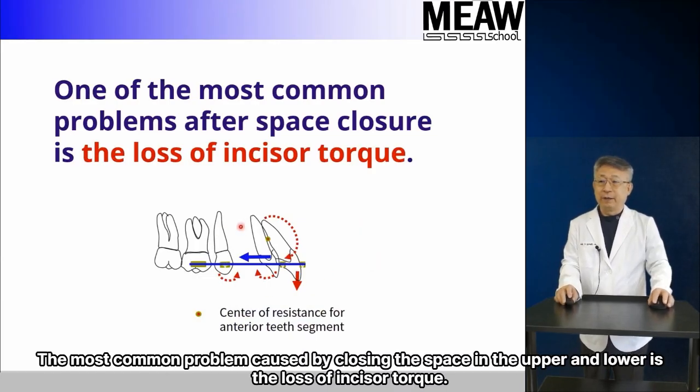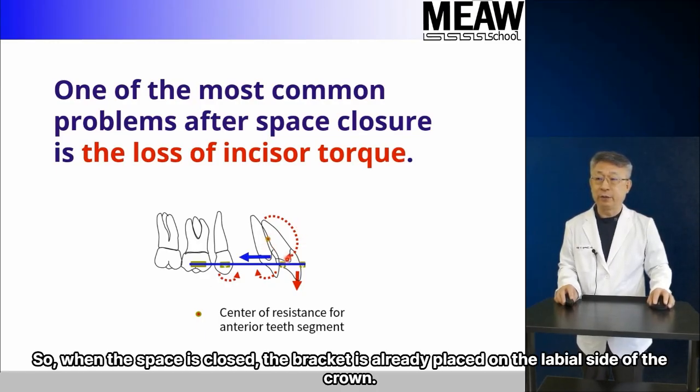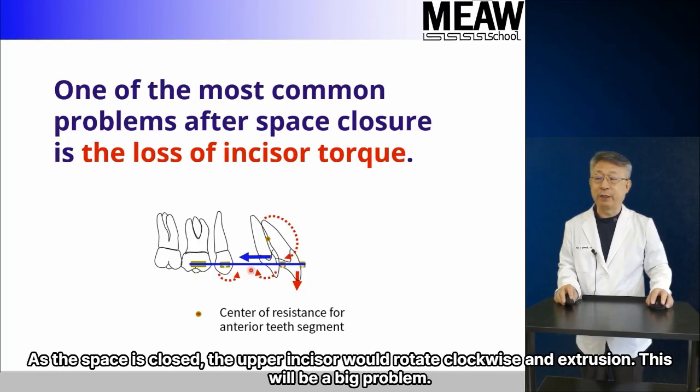The most common problem caused by closing the space in the upper and lower is the loss of incisor torque. Center of resistance in the anterior teeth would be placed in the root of the lateral incisors. So, when the space is closed, the bracket is already placed on the labial side of the crown. As the space is closed, the upper incisor would rotate clockwise and extrude. This will be a big problem.